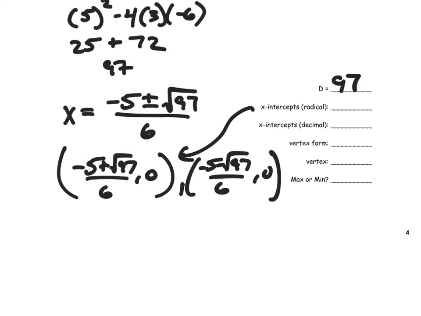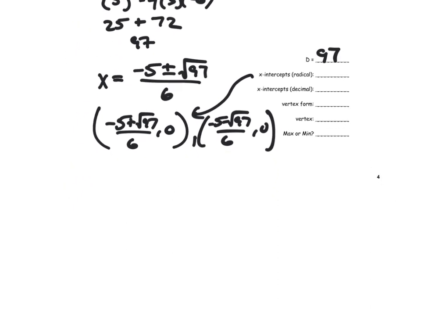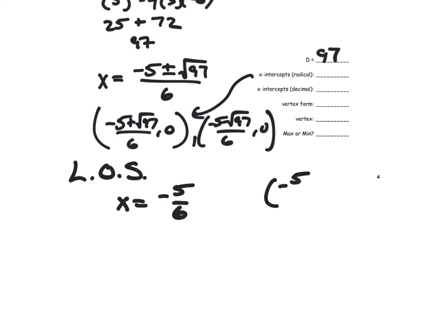Those are not particularly nice, but they are x-intercepts, and we could find decimals from there. I'm going to leave that, finding that decimal work to you. The vertex form here is really kind of a tedious process, but it is worth noting that because we use the quadratic formula, that the line of symmetry for this parabola is y equals negative 5 over 6. That comes from that first portion, that first fraction of the quadratic formula. So the x-coordinate of the vertex is negative 5 over 6.